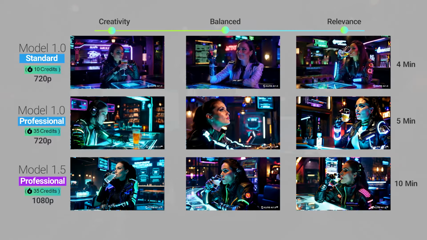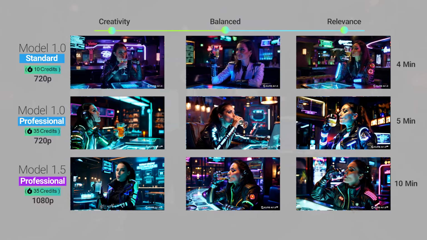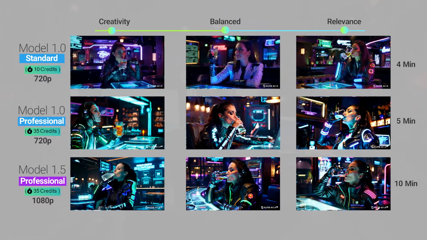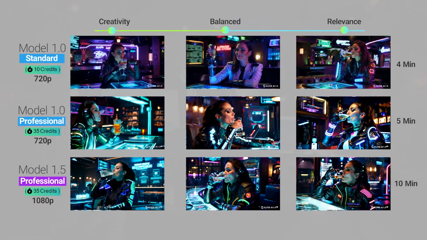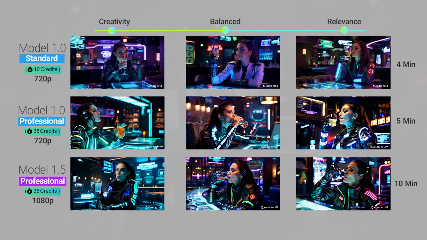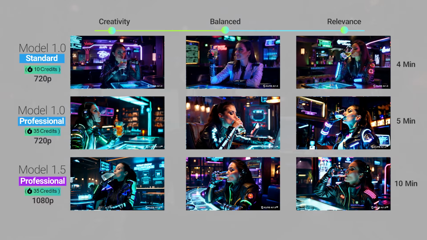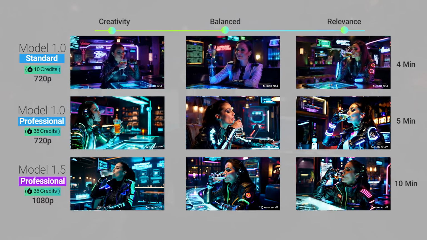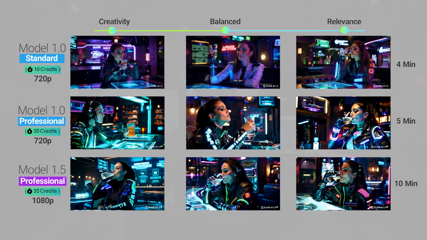I generated 9 outputs from the same prompt to analyze the differences between models and modes. So you see the difference between rendering time and credits spent for each model. Model 1.5 provides 1080 resolution, while Model 1 offers 720. Standard mode for Model 1 uses 10 credits per video. Professional mode for both models uses 35 credits. As you see, generation of video in Model 1.5 is about twice longer than Model 1.